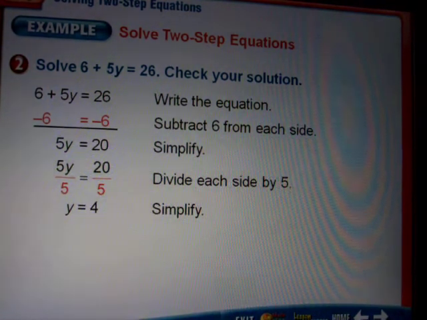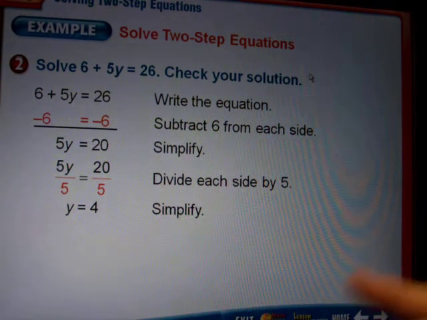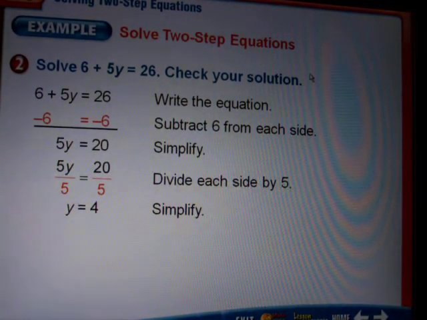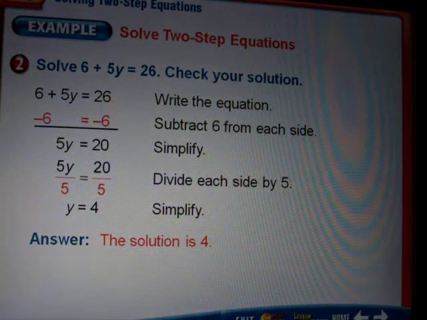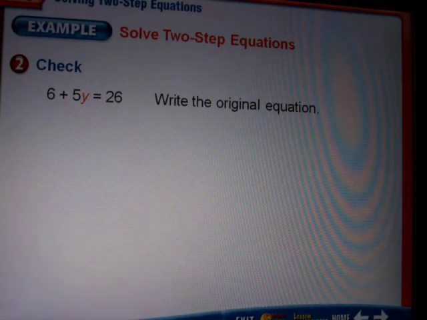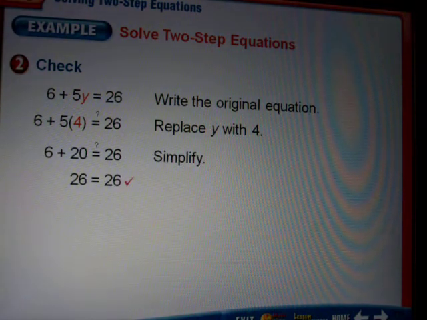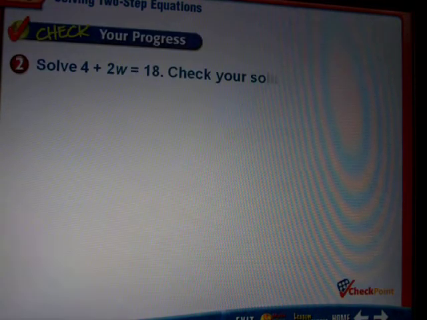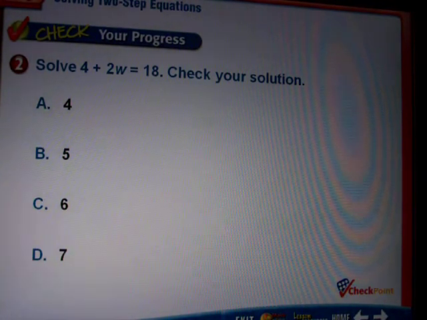If you are not writing, you don't have to write the words, but if you're not writing the numbers, then you're not doing the work, and you're just going to get it marked wrong. Because you can look at the back of the book to find the right answer. So your answer is 4. So we can substitute 4 in the place of y, and we can solve it out, and we know that it is correct. So now we're going to solve 4 plus 2w is equal to 18, and then check our solution.